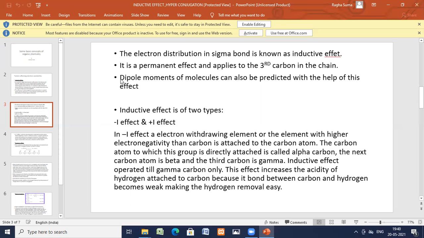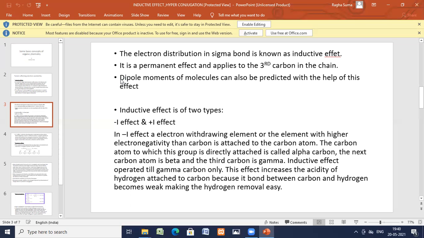From chlorine, C1 is less electronegative. And compared to C1, C2 is less electronegative. And C1 is more electronegative. So C1 creates partial positive charge on C2 carbon. Similarly, C2 atom creates some partial positive charge at C3 atom. So after C3, there is no effect.